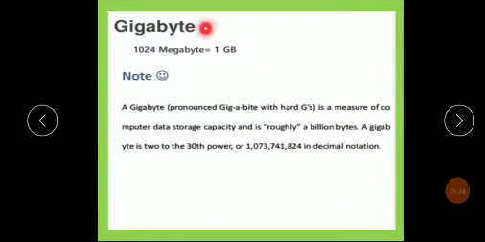Next is the gigabyte. 1024 megabytes equal 1 gigabyte, in short form GB. A gigabyte is a measure of computer data storage capacity, roughly a billion bytes. A gigabyte is 2 to the power 30, and you find 1024 megabytes.